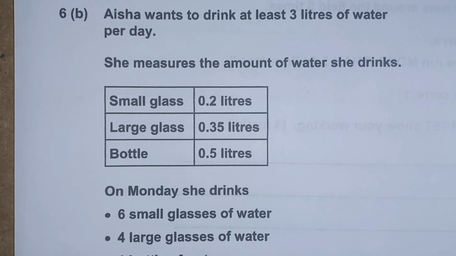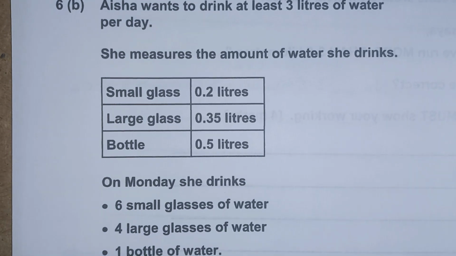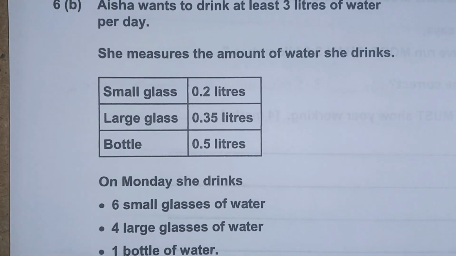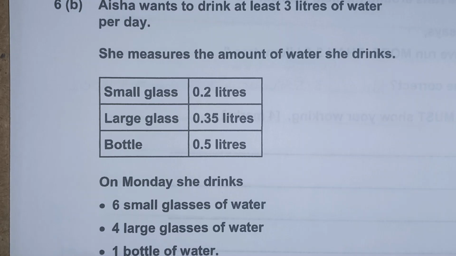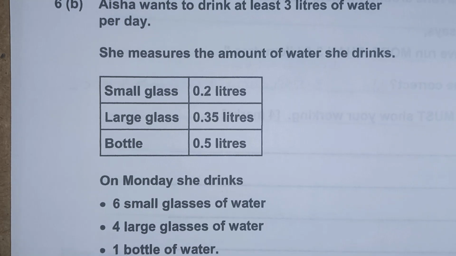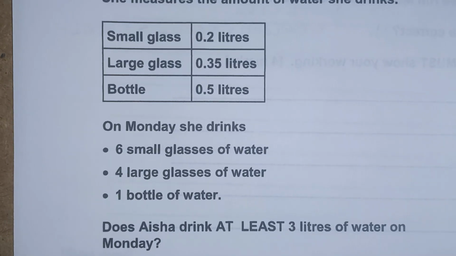Okay, so 6b. Aisha wants to drink at least 3 litres of water per day. She measures the amount of water she drinks. A small glass is 0.2 litres, a large glass is 0.35 litres, and a bottle is 0.5 litres. On Monday, she drinks 6 small glasses of water, 4 large glasses of water, and 1 bottle of water. Does Aisha drink at least 3 litres of water on Monday?